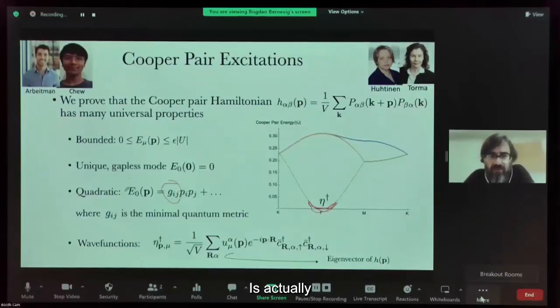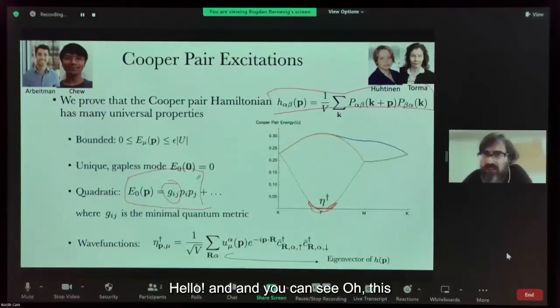And you can see here, out of this Hamiltonian for this Cooper pair, you can prove the following thing. And this is the highlight of this vacuum part: the energy of this is quadratic, with a mass tensor exactly given by the quantum metric. So this is how topology or quantum geometry comes into these interacting problems. It bounds the spectrum.